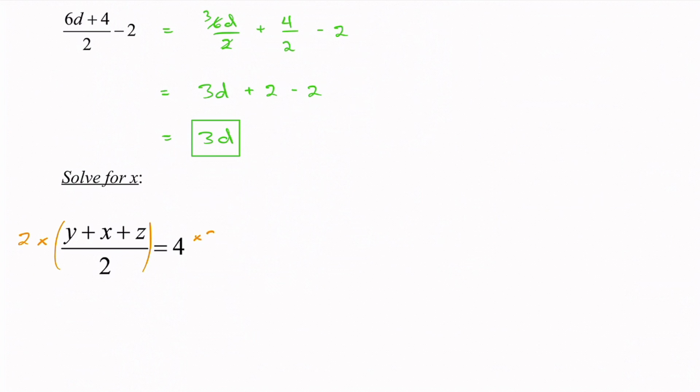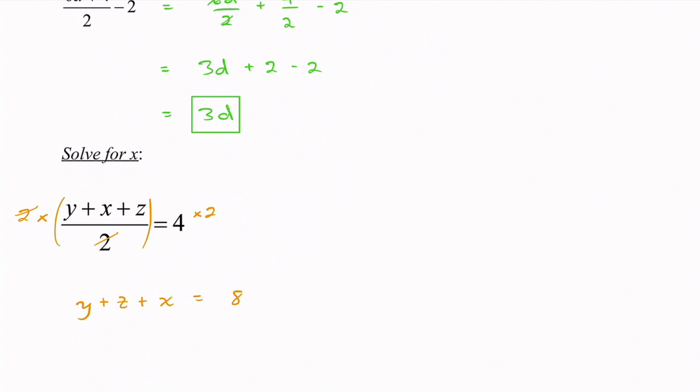And then I got to do it on this other side. So this 2 and this 2 are going to cancel out. So I'm going to have y plus z plus x equals 8. And then to get that x by itself, I'm just going to have to subtract a z, subtract a y, and also do that on this side. And they'll cancel out on this side. So what I get is x equals 8 minus y minus z.